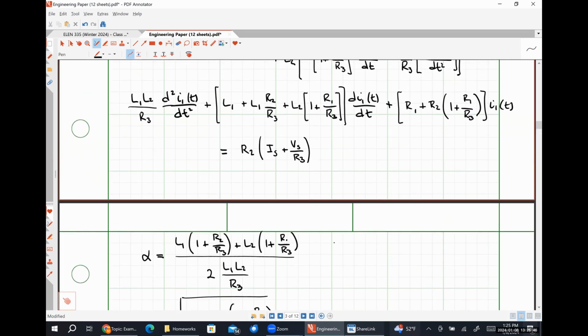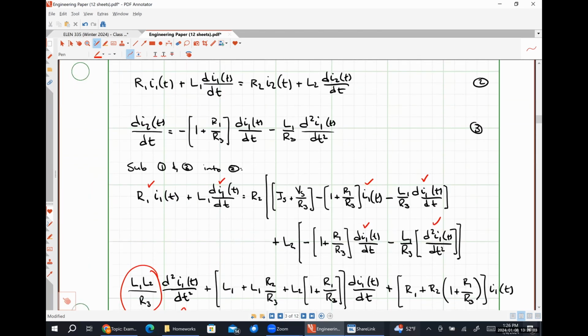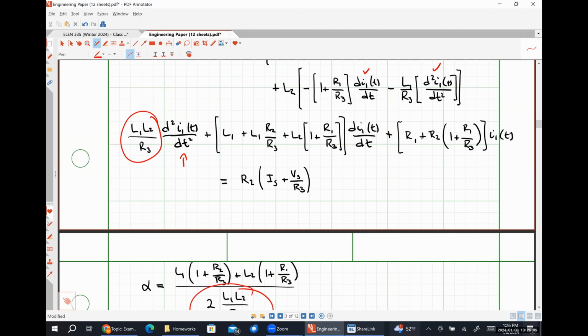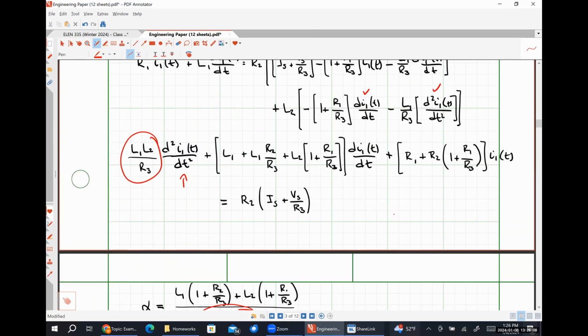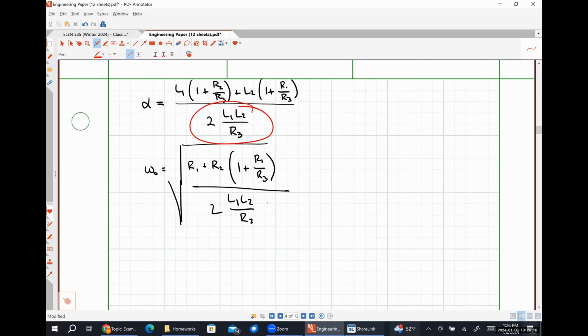So my expectation, let me clarify this. That was a very, very good question. My expectation is that the coefficient for my second derivative term is supposed to be 1. So that's why I'm dividing the coefficient of my first derivative term by the coefficient of my second derivative term, and I'm dividing my constant term by the coefficient of my second derivative term. Everything here at the end just got divided by 2 times L1 L2 divided by R3. So I missed that. Thank you for that.